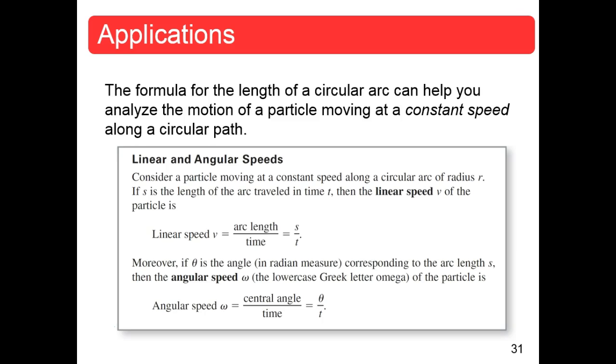Moreover, if theta is an angle in radian measure, corresponding to the arc length s, which it always does, then the angular speed uses this little symbol here. Don't call it a W. It looks sort of like a W, but that is the lowercase Greek omega. Uppercase omega looks like an upside down horseshoe. Lowercase omega is that thing that looks like a W. By the way, it's the last letter in the Greek alphabet. They don't have a Z, they have an omega.